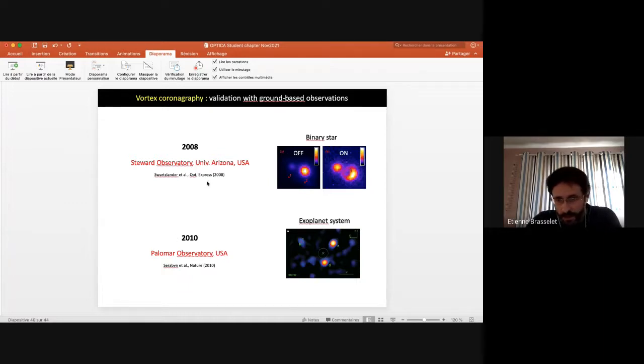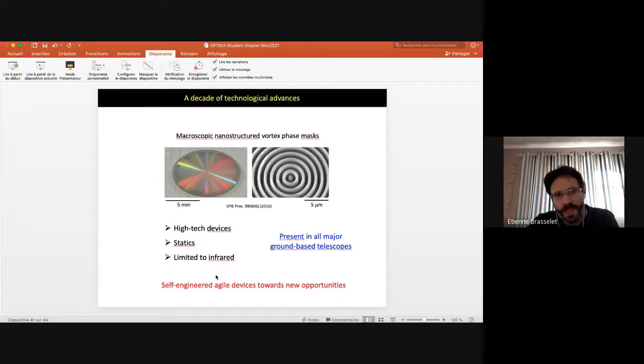And the improvements were improving every year. And here is the first exoplanet that can be detected with vortex coronagraphs from a ground-based telescope at Palomar Observatory. And now NASA is continuing developing with this team optical vortex coronagraphs of better and better performances. And nowadays they look like that.